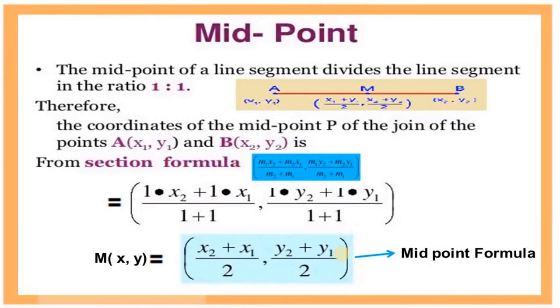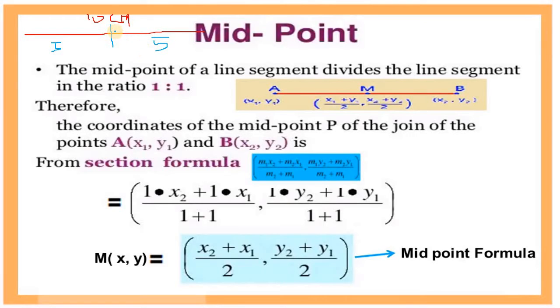Let us discuss the midpoint. A midpoint of a line segment divides the line segment in the ratio 1 is to 1. How? If this is a line segment of 10 centimeters, let us draw a line in the middle. So this part is 5 centimeters and this part is 5 centimeters.